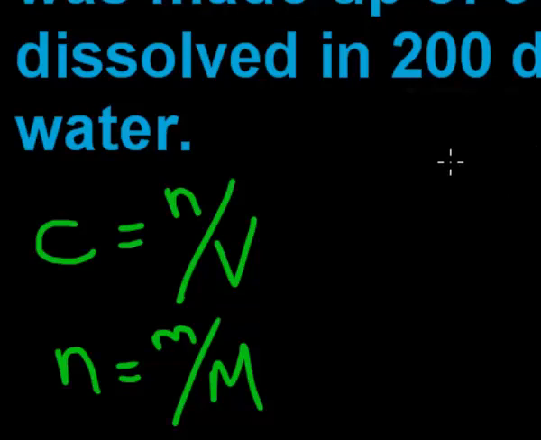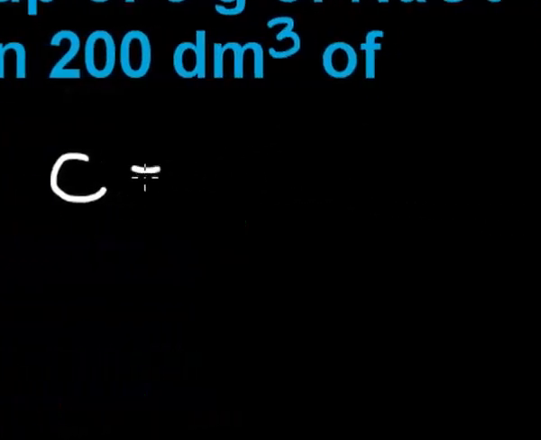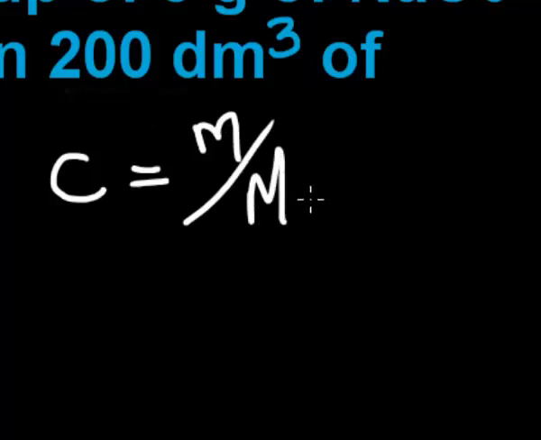Let me make use of this to explain how it works again. So I can go and replace the moles with the mass divided by the molar mass, which means I'll end up with mass at the top divided by molar mass times volume at the bottom. Let's go and punch in our values and see what we end up with.